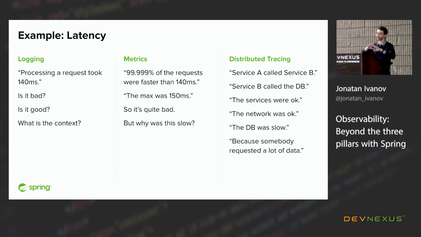It can tell you the topology of your call. It can say that, hey, this is what happened. Service A called service B, and service B called the database. The services were okay. The network was okay. And the database was slow. And in some cases, it can also tell you that, hey, the database was slow because you requested too much data. So don't do it and everything will be okay.